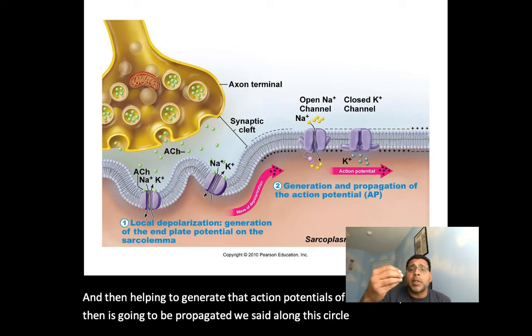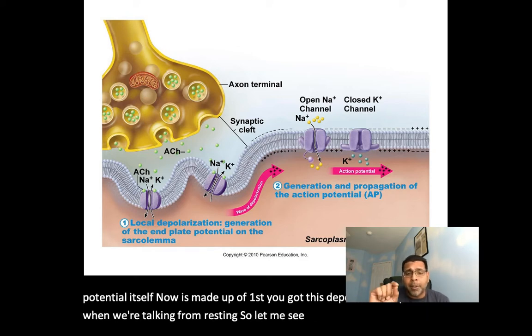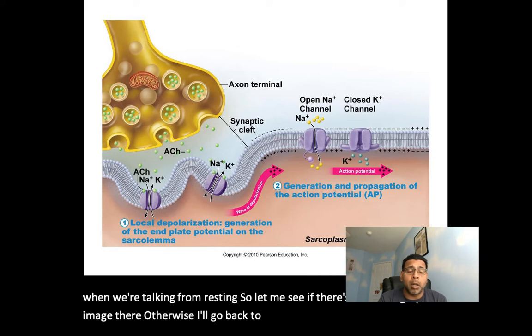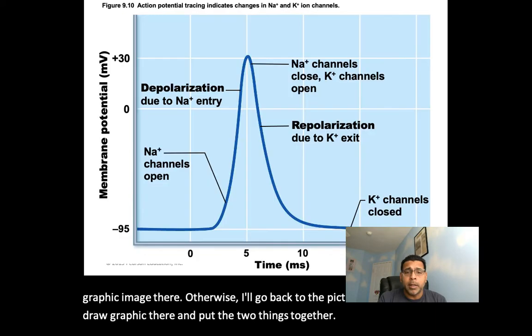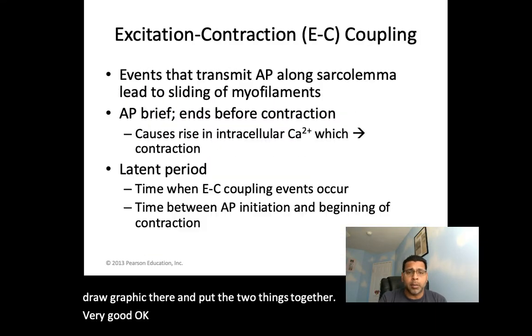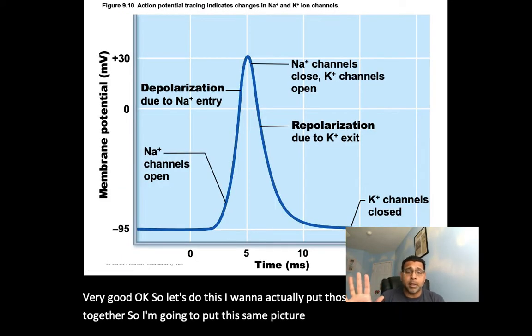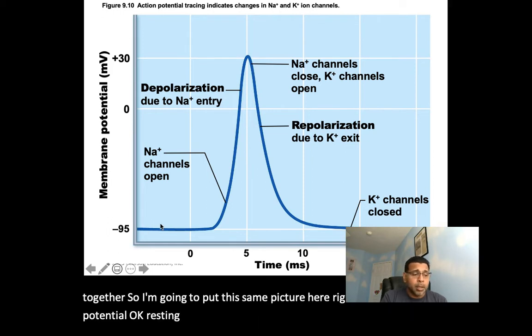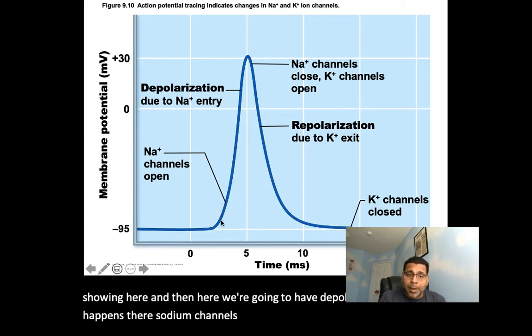The action potential itself is made up of, first, a depolarization phase from resting. Let me see if there's an actual graphic image there. Otherwise, I'll go back to the picture we were at and draw a graphic and put the two things together. Okay, very good. I want to put this and this together. So I'm going to put this same picture here, this action potential. Resting voltage: you can see minus 90, minus 95 millivolts is showing here. And then here we have depolarization. What happens there? Sodium channels open. Then you have this upstroke, and that's all due to sodium's entry.